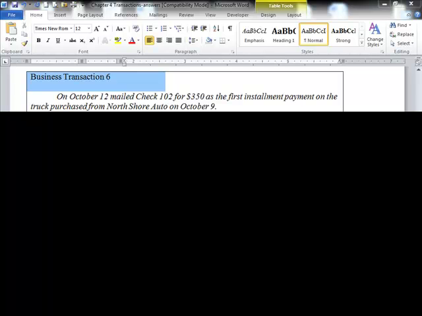It is our first payment on the truck that we bought back in transaction number 4. We bought a $12,000 truck, so we're making our first payment of $350. So we need to identify the two accounts that are going to be affected.